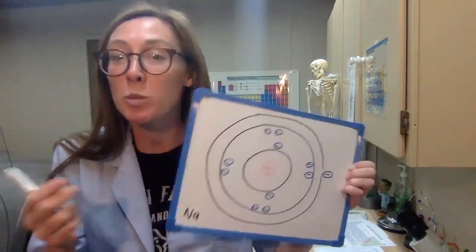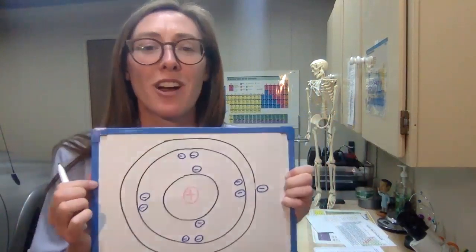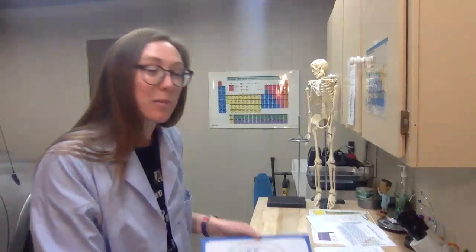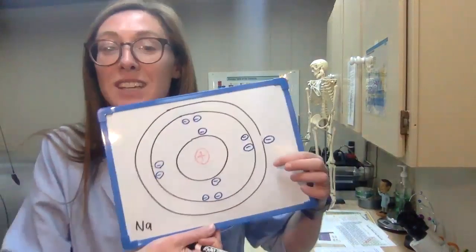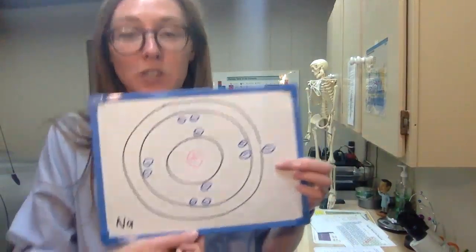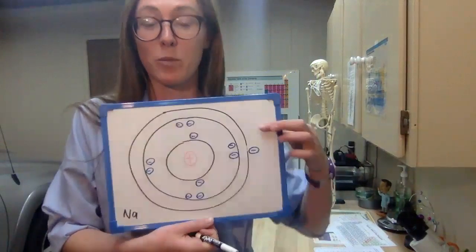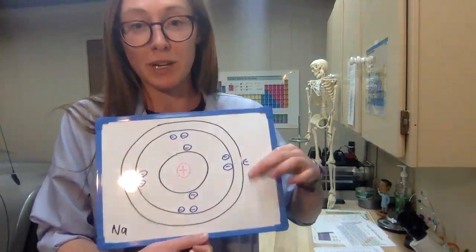You're right, it's super easy to lose 1 electron instead of gaining 7. Imagine walking up to your buddy and saying, hey, give me $1. He's like, yeah, sure, no big deal. Imagine walking up to your buddy and saying, give me $7. Your buddy's going to say, no, I'm not going to give you $7. I'll give you 1, I won't give you 7. These elements are going to take the path of least resistance, which in this case is just getting rid of 1 electron. So what this sodium atom wants to do is get rid of this 1 guy.